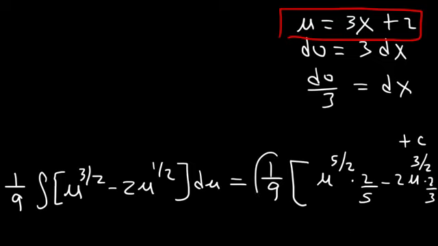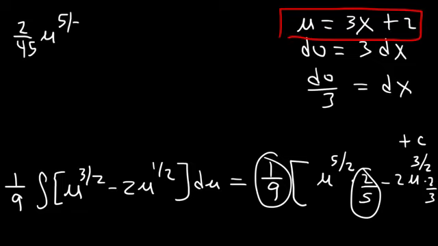So now let's distribute 1 over 9 to everything on the inside. So 1 over 9 times 2 over 5, that's going to be 2 over 45 times u raised to the 5 over 2. And then we have 1/9 times, this is basically -4/3. So that's going to be -4 over 27, and that's u to the 3 over 2, and then plus c.